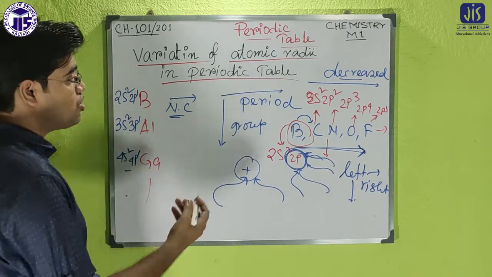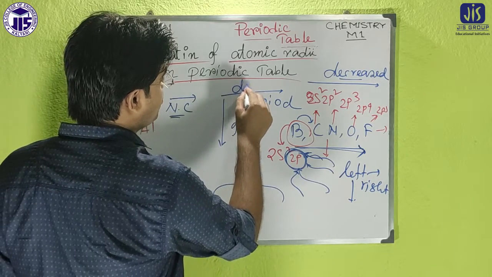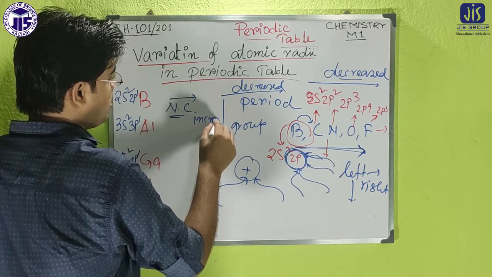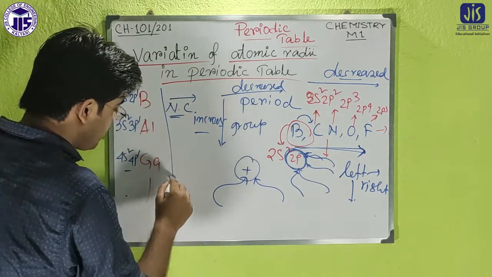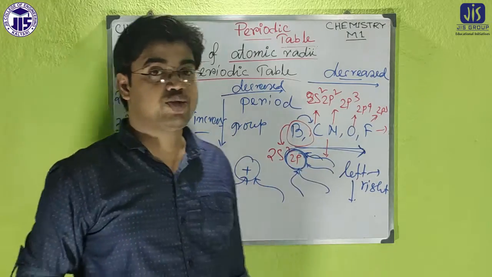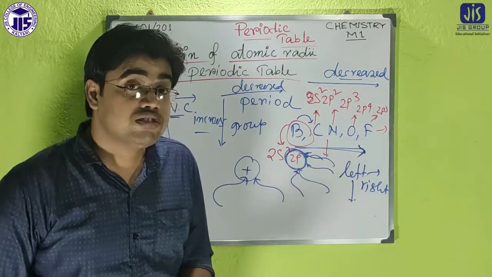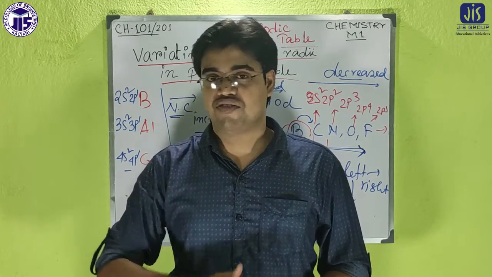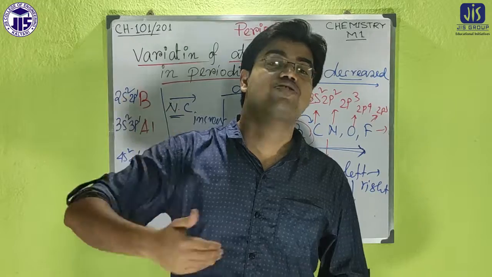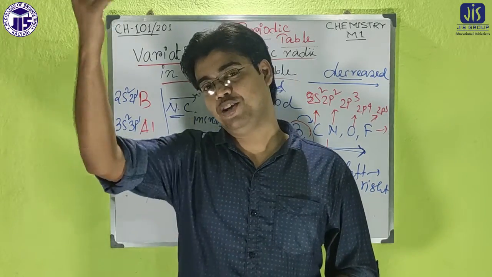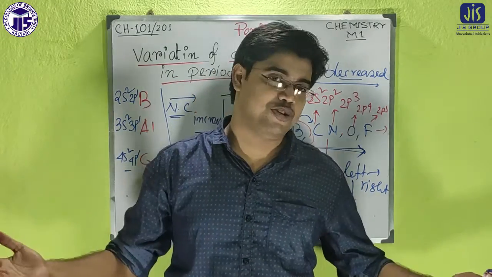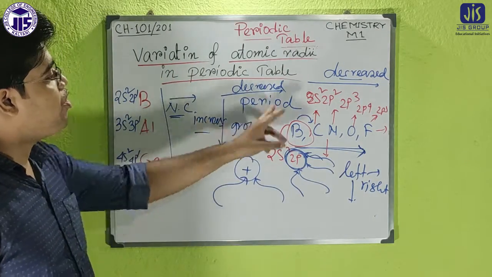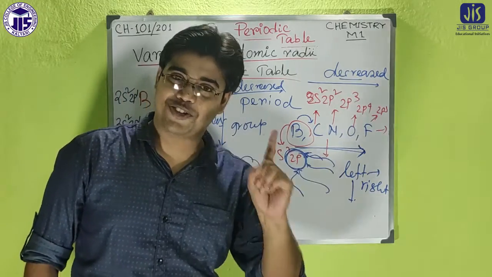Okay, so what is the conclusion? According to the period, the size will be decreased, and according to the group, it will be increased. When we move from top to bottom, the size will be increased as the attraction force by the nucleus is decreasing. If attraction force is decreasing due to addition of an extra shell from one element to another element, obviously size will be increased. So this is the conclusion of the atomic radii: according to the period it will be decreased, according to the group it will be increased.